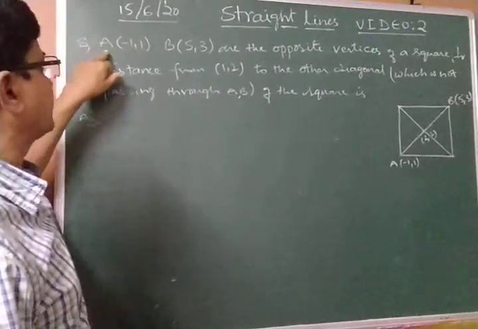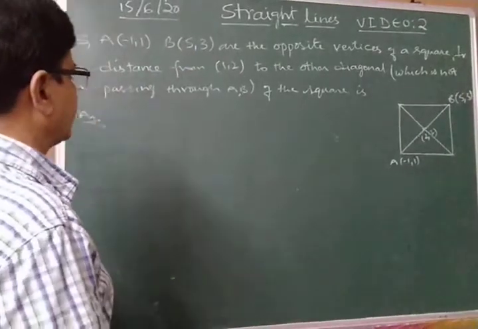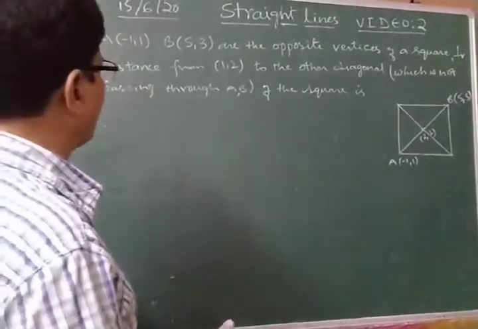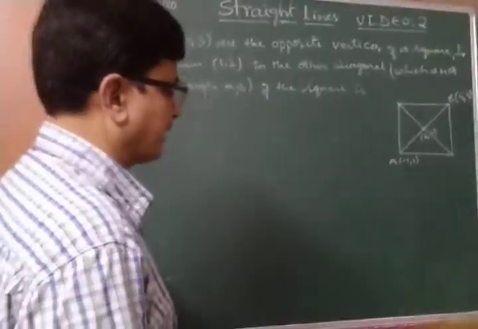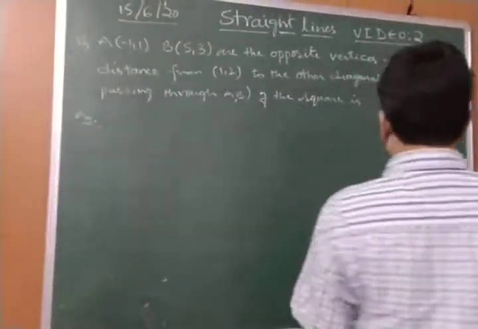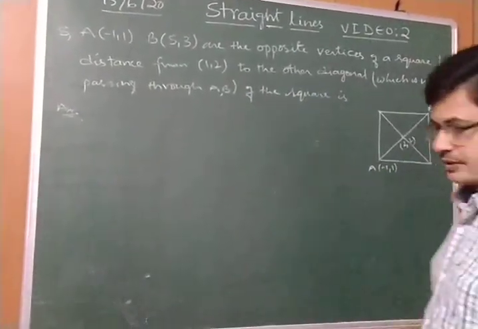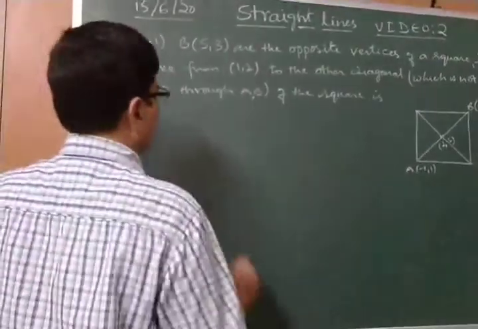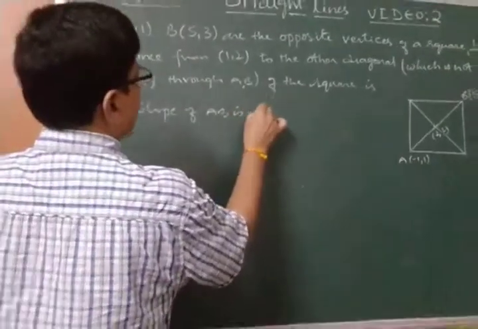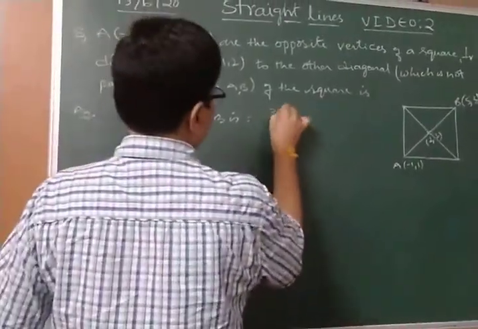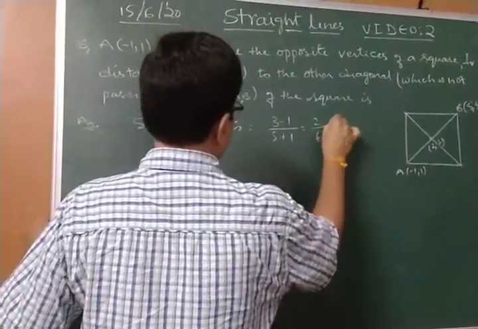This is the required equation of a line. Question number 8. A (minus 1, 1), B (5, 3) are the opposite vertices of a square. The perpendicular distance from (1, 2) to the other diagonal, which does not pass through AB, of the square is... These two diagonals are perpendicular to each other. So the slope of AB is (y2 minus y1) by (x2 minus x1), (3 minus 1) by (5 plus 1), 2 by 6, that is 1 by 3.